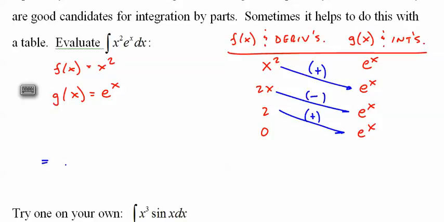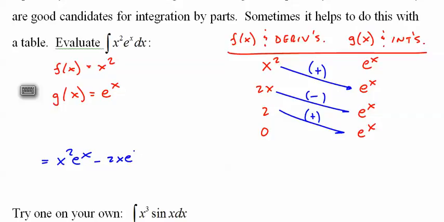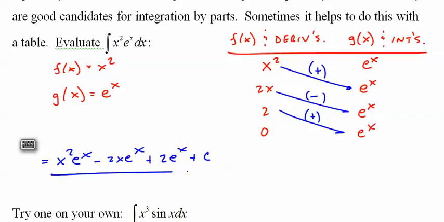The answer is x squared e to the x, that's the first one, minus 2x e to the x, that's the second one, plus 2e to the x plus c. And it's called tabular integration, and it's a pretty neat little technique to save yourself some time and aggravation.